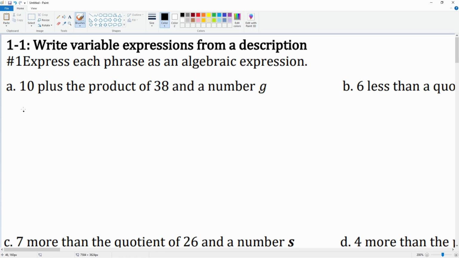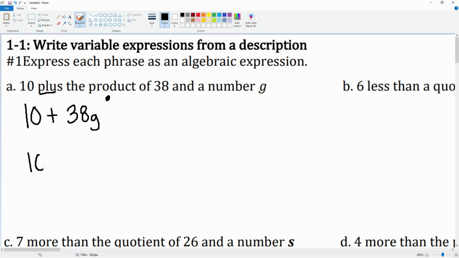10 is the number 10. The plus means the addition sign. Product means the multiplication. It says 38 and a number g. So it's 38 and the number g. This is together. So this is how it looks.